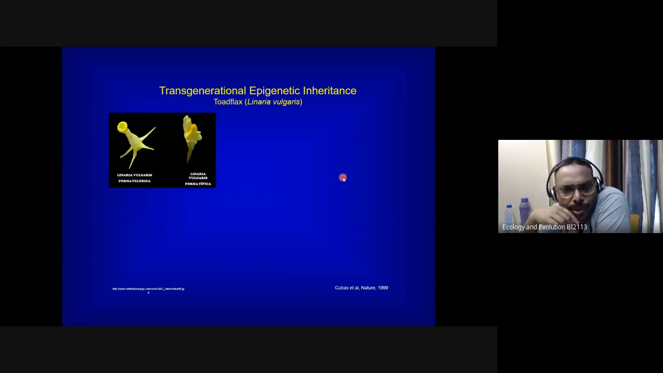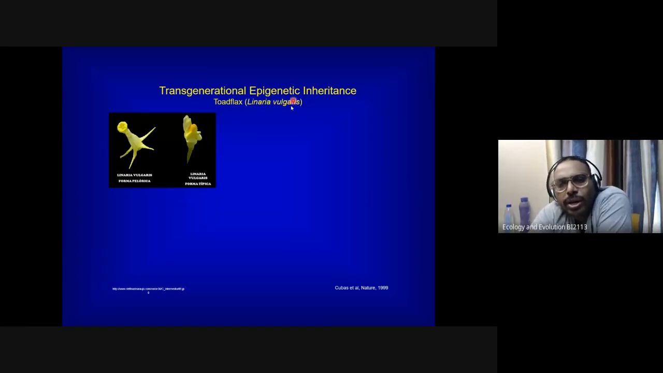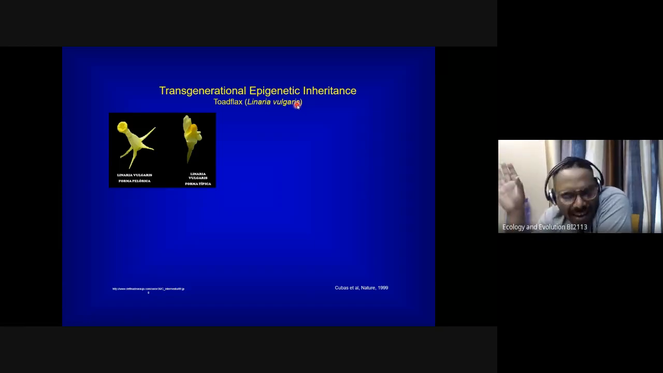Another classic example of this comes from the plant kingdom, where you have this funnily named plant called toad flax, scientific name Linaria vulgaris. Now, this word vulgaris comes from the word vulgar. Vulgar nowadays has a meaning which is kind of close to gross, uncouth, uncultured, etc. However, the word vulgar in its original form actually simply meant common. So Linaria vulgaris is literally common Linaria.